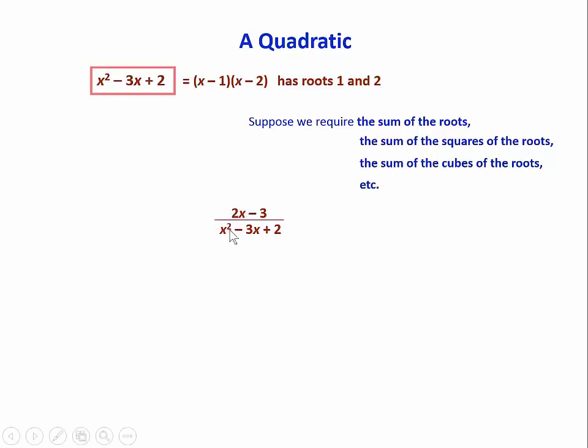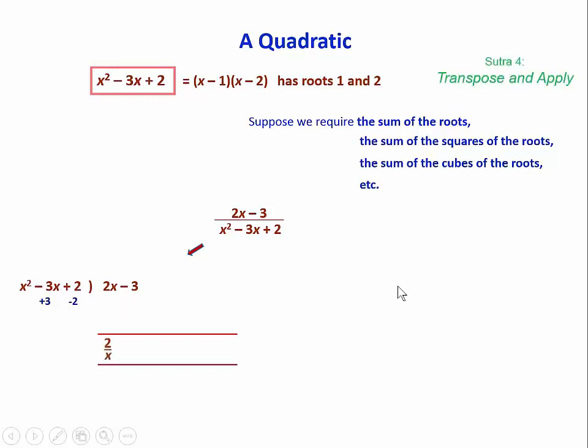Suppose we take the quadratic expression and we divide it into its first differential, 2x minus 3. One thing we could do with that is to divide the denominator into the numerator using the transpose and apply formula. So here it is set out in the usual way. So we transpose the coefficients in the divisor and we get plus 3 and minus 2. We then divide the first by the first. 2x divided by x squared is 2 over x.